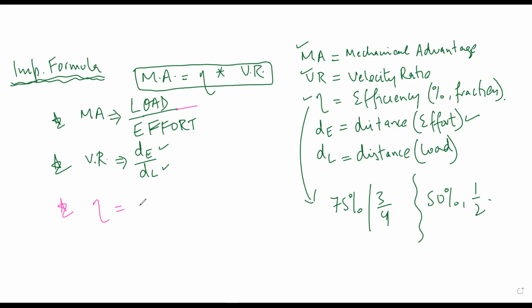No doubt. Can you tell me the formula of efficiency? It would be MA upon VR. Another formula for efficiency is in terms of input and output: output upon input, into 100 if I want the efficiency in percentage. Any doubt? No doubt. Are we clear about all these formulas?